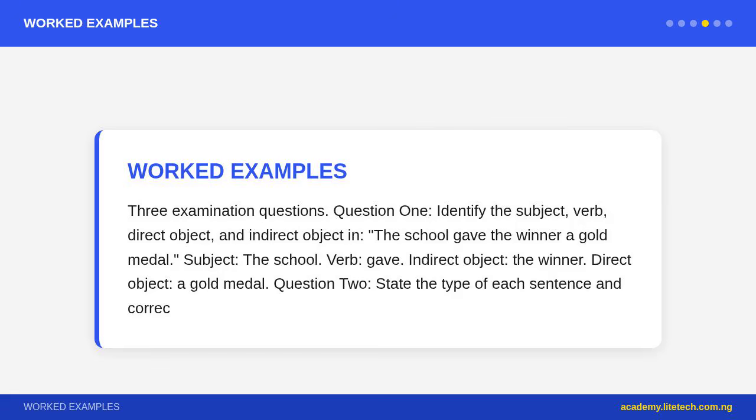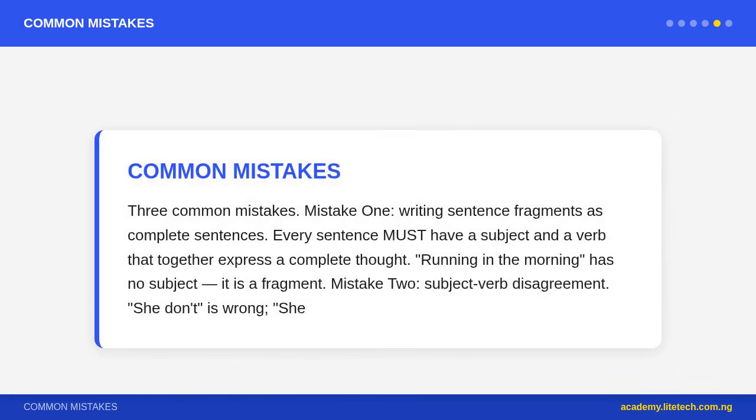Question 2. State the type of each sentence and correct any errors. A. Come here immediately. B. She don't understand the question. C. Although he is tired. A. The imperative sentence, correct as is. B. Declarative sentence, error in subject-verb agreement. Correct, she doesn't understand the question. C. This is a sentence fragment, it is a dependent clause with no main clause. Correct, although he is tired, he continued walking.